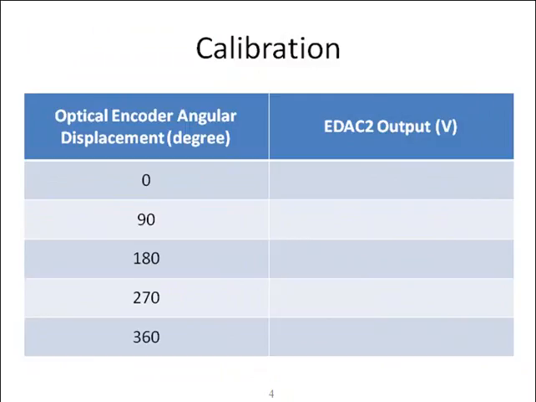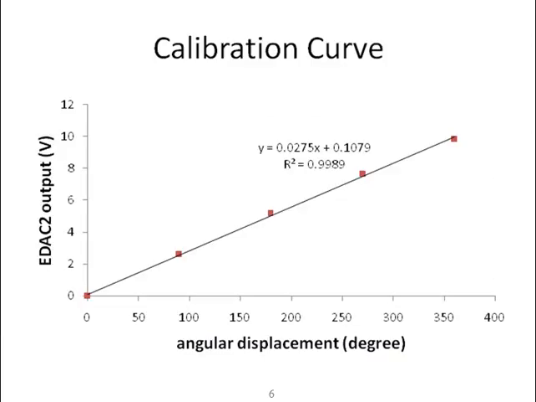Now we've got enough data to fill out this calibration table, from which we could draw a calibration curve. This is a sample calibration curve. Notice that we are using the angular displacement as the x-axis and the output from the converter as the y-axis. This way, the slope of the calibration curve becomes the sensitivity of the device, which has a unit of volt per degree.